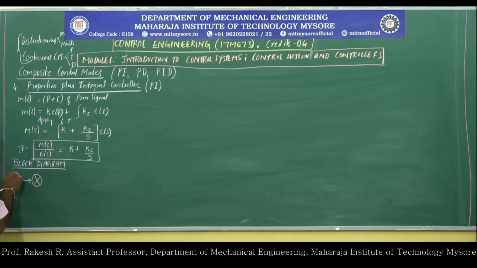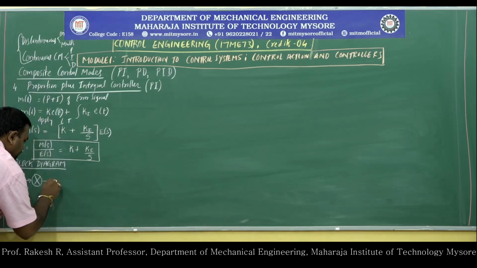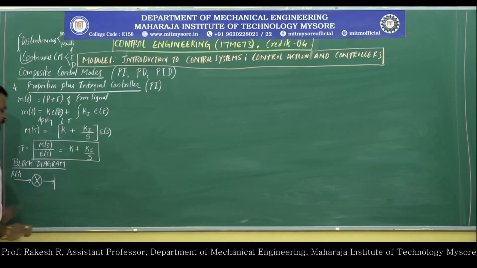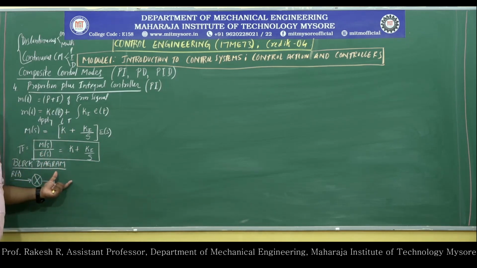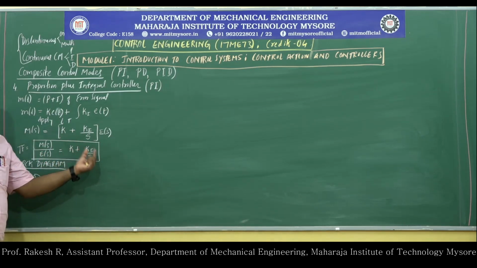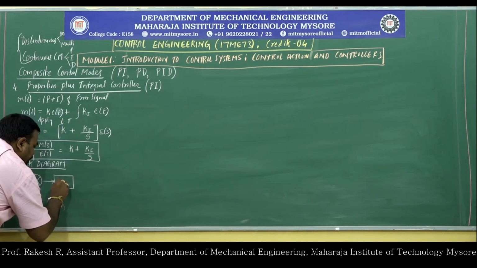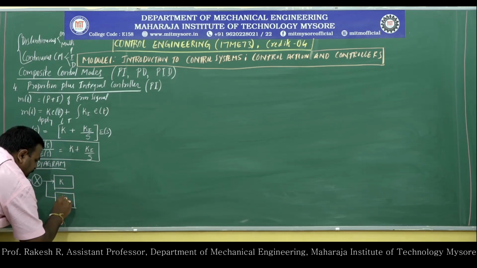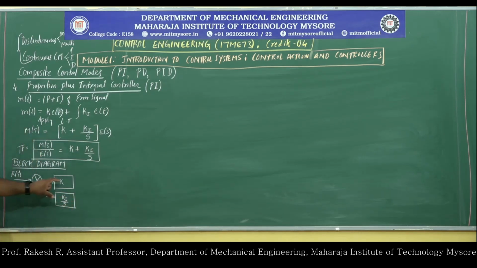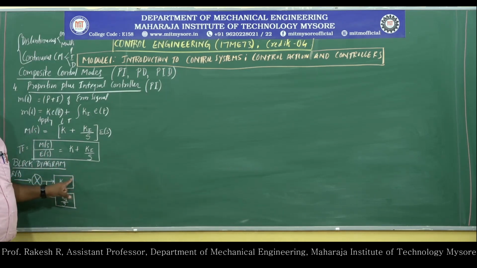So this is R of S. R of S is the reference input signal, then a controller. Here the controller has two types: one is proportional as well as integral control. So proportional control, I will be calling it as K, and then integral controller, I will be calling it as Ki by S. These are the two blocks which represent the transfer function for proportional as well as integral control action.